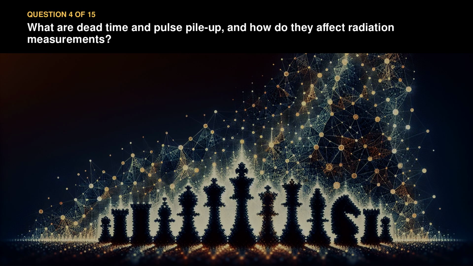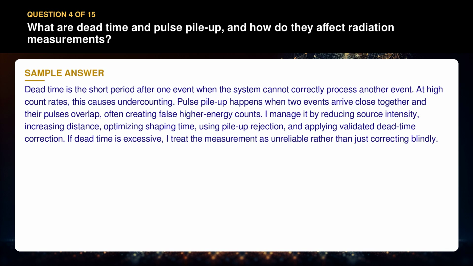Question 4. What are dead time and pulse pileup, and how do they affect radiation measurements? Dead time is the short period after one event when the system cannot correctly process another event. At high count rates, this causes undercounting. Pulse pileup happens when two events arrive close together and their pulses overlap, often creating false higher energy counts.